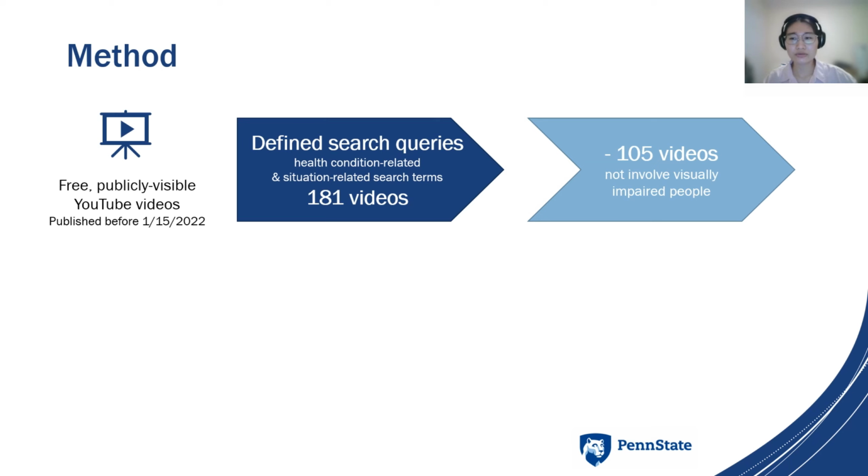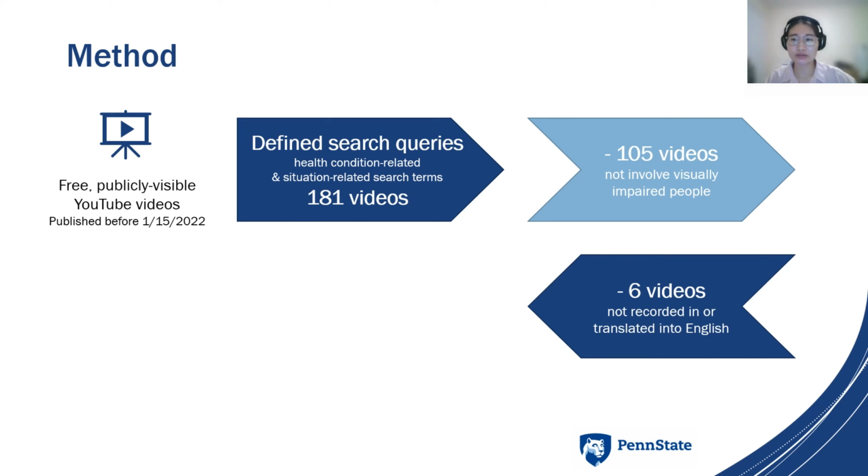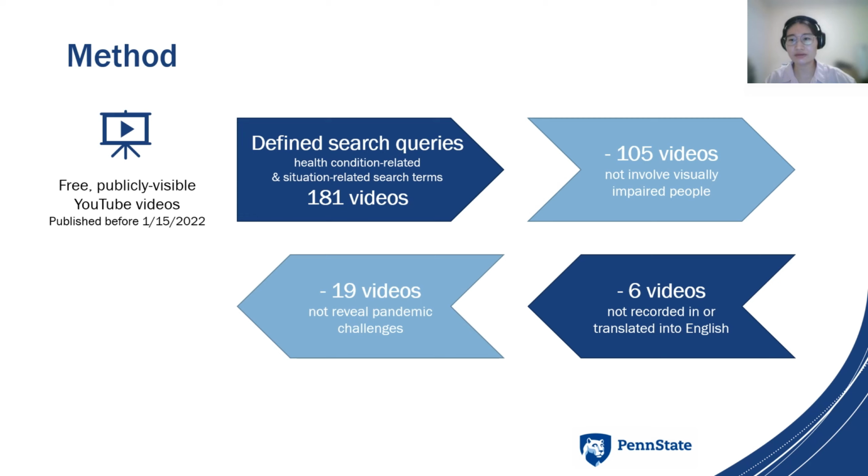We watched those 76 videos separately. Then we excluded 6 videos with English titles but not recorded in English or not translated into English with subtitles. We further removed 19 videos that involve visually impaired people but did not reveal any challenges they encountered during the pandemic. Finally, the collection included 51 videos for further analysis.